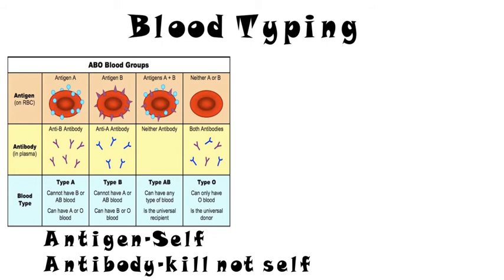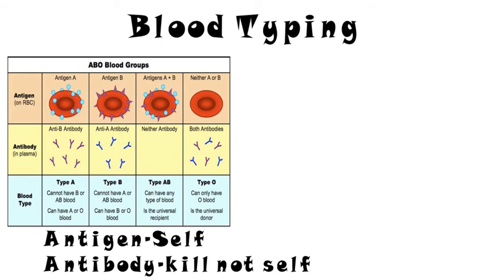Flip side with B. If you're type B blood, you have B antigen, but you have anti-A antibodies, which means you will attack A's. If you have A and B antigen, you recognize both as self. Therefore, you have no antibodies. If you have neither A or B antigens, then you're going to make both anti-A and anti-B antibodies.